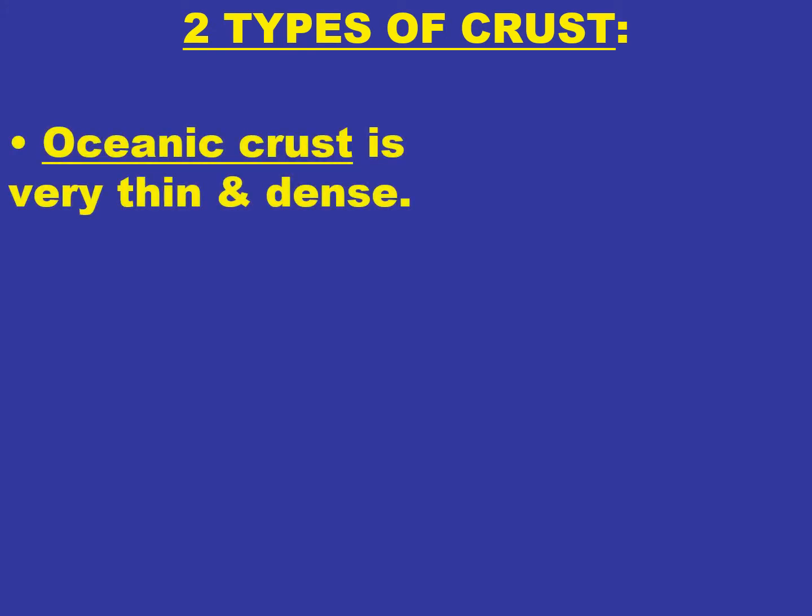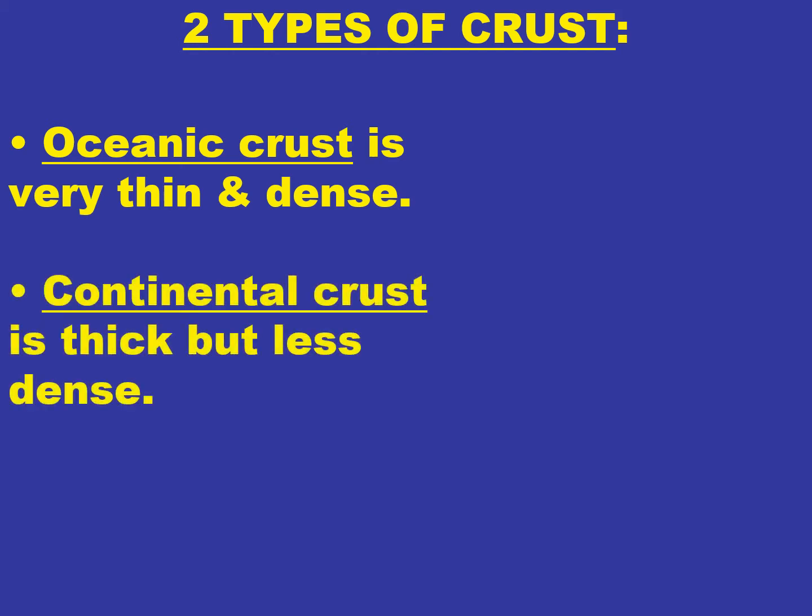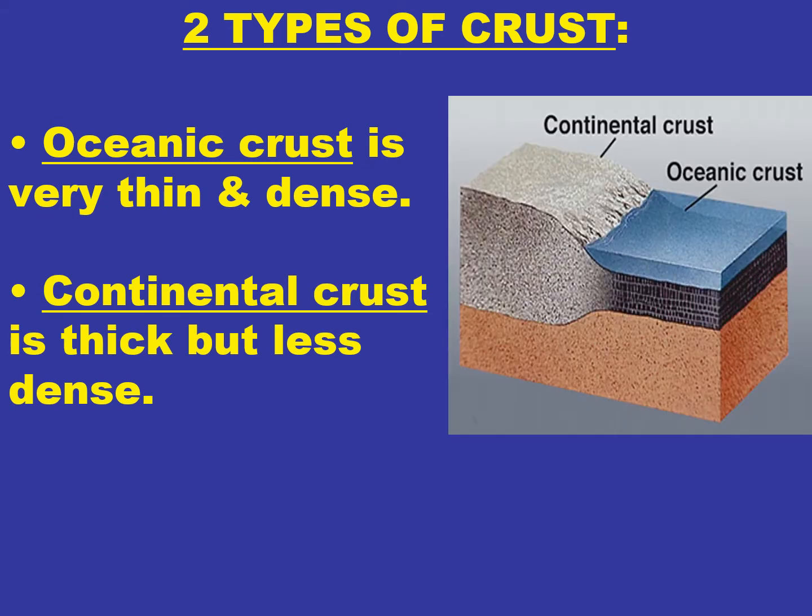We actually have two types of crust. We have oceanic crust, which you'll find under the oceans. It's very thin and very dense, because remember, water is really heavy, so it's pressing down. And then we have continental crust. It's thick, but it's less dense. You can see the continental crust is very thick and it's less dense. There's more room for all that matter to move around. The oceanic crust, on the other hand, is squished down by the ocean, making it much more dense.